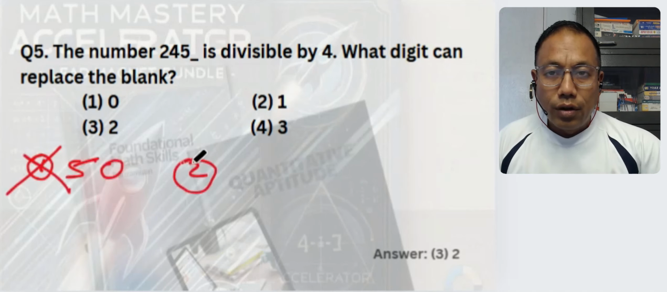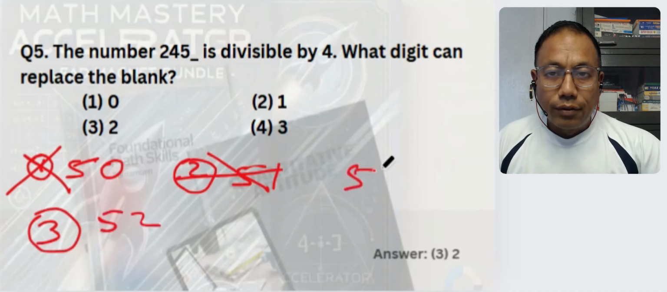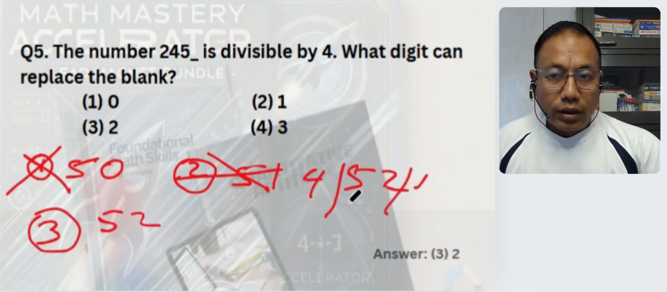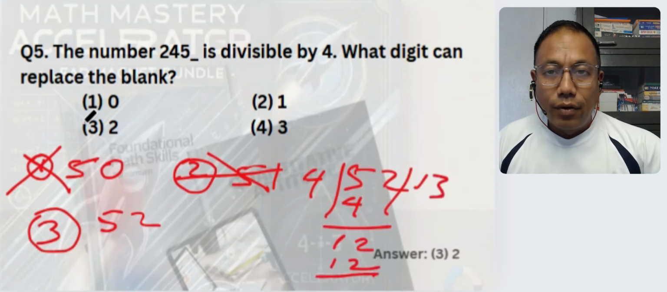Option 2, replace blank by 1. We have 51, not divisible by 4. Option 3, replace blank by 2. 52. Let's divide 52. 4 1s is 4. We have 12. 4 3s are 12, which is divisible by 4. Therefore, the right answer is option 3.